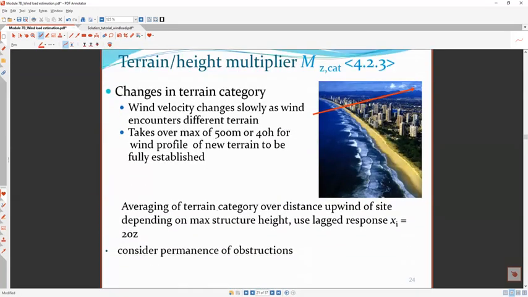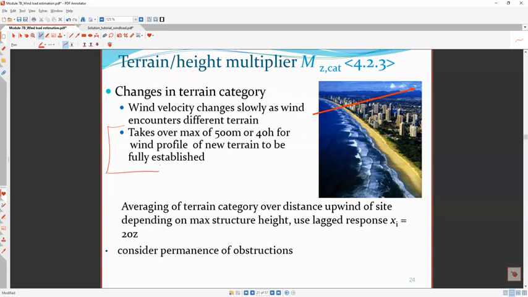The other thing which is also involved in this case, though the problem doesn't show this one, is this. Terrain category, you have to analyze this one. This is a very crucial thing. What we are saying is that you have to consider 500 meter or 40H away from the structure to consider the wind profile. It is not 2 meter. The building is here, then 500 meter or 40H you have to consider for the wind profile. Then you can consider what the categories actually are.